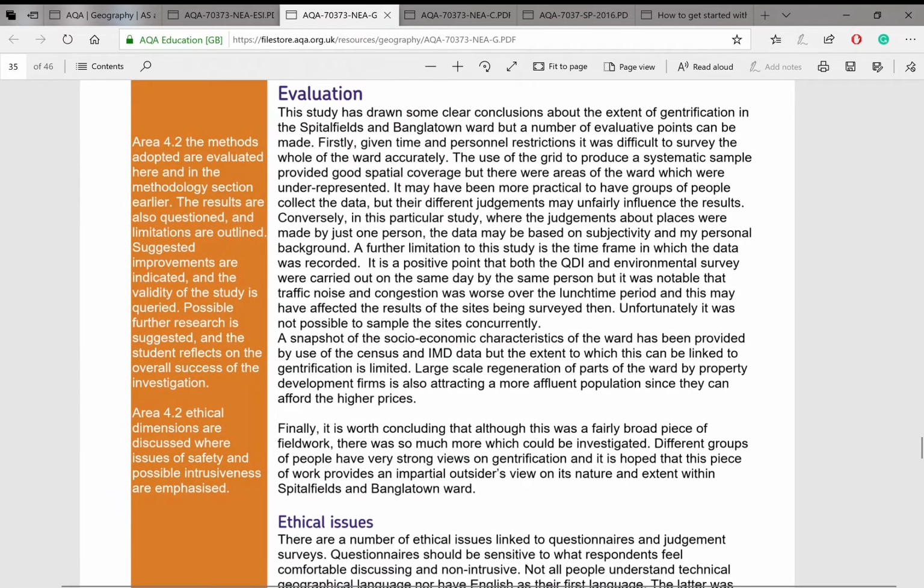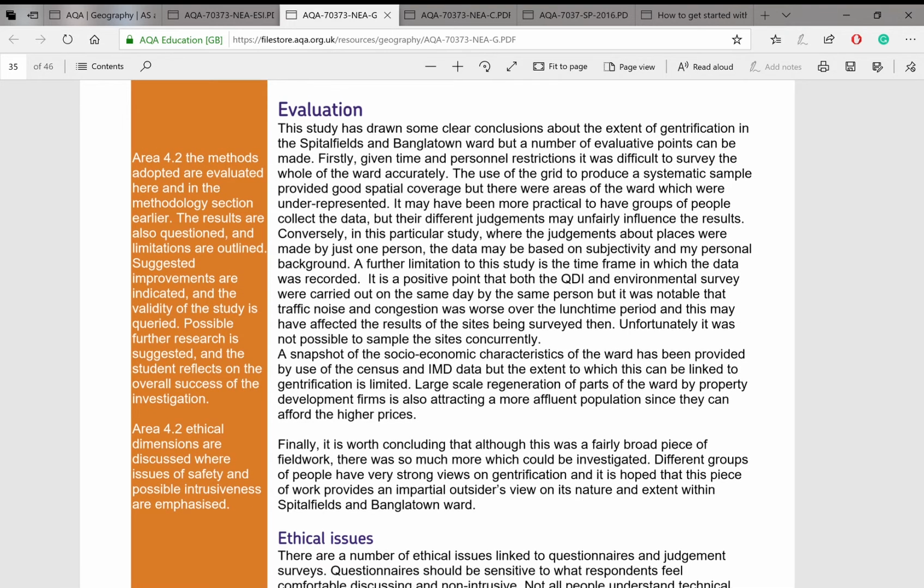Then they talk about a really clear limitation of most surveys which involve an opinion, the fact that they are quite subjective in nature. They talk about how judgments made about places were made by just one person, and the data may be biased due to subjectivity and personal background. Right? A clear way to counteract this, and it's not really mentioned here, is that several people could do an environmental quality survey or a decay survey, whatever's being done here, and you can find an average of the results to try and counteract that.